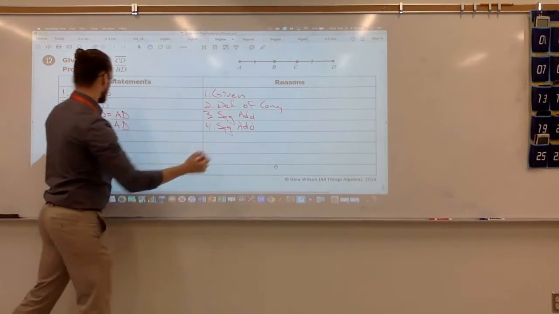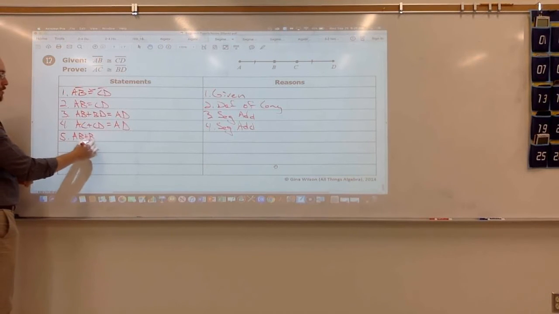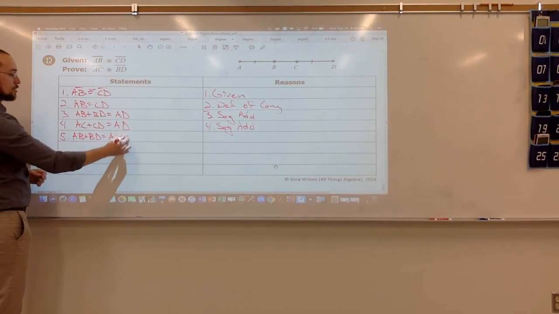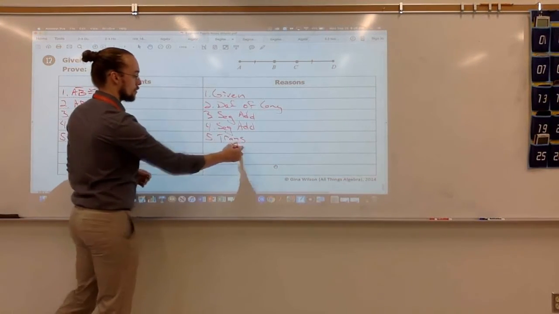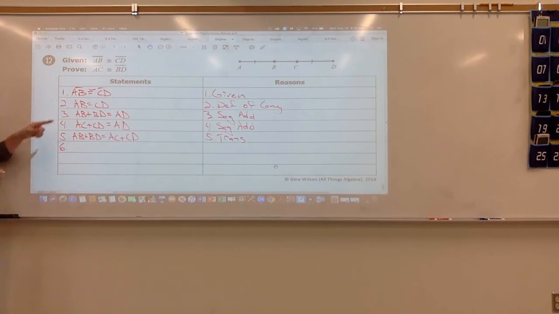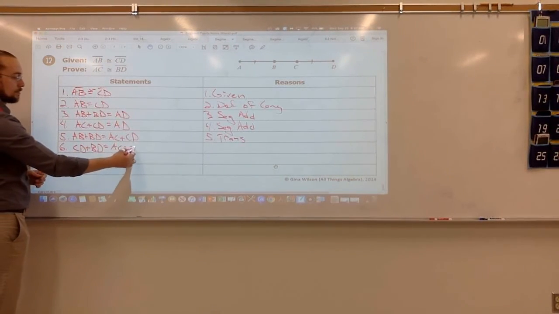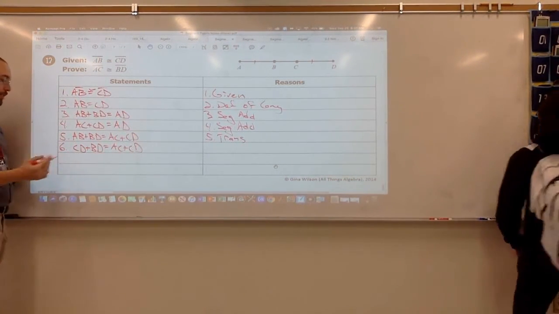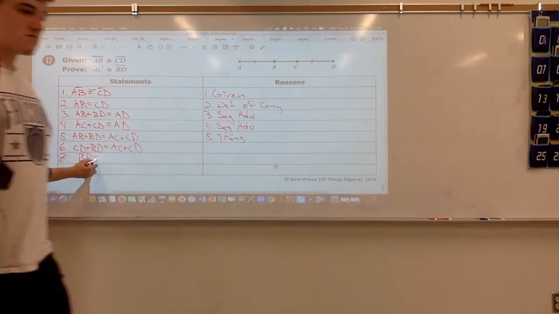Well, now I can say that these two are equal to each other, because I know they're both equal to AD. So we can say AB plus BD equals AC plus CD. That would be either transitive or substitution. Now, if I know that AB and CD are equal, I can substitute CD in place of AB here. Then I can subtract CD from both sides and get BD equals AC.